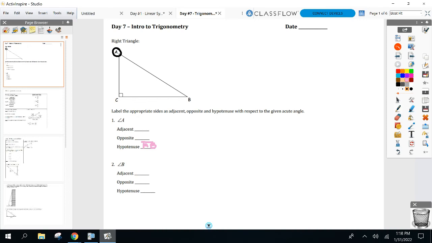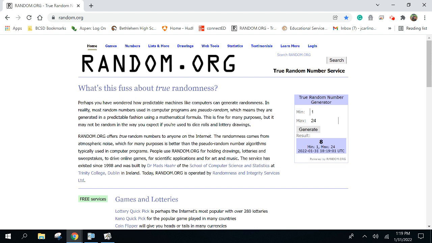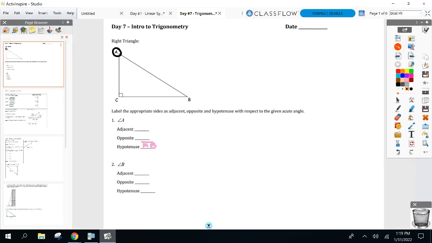What side is opposite angle A? What's the side opposite? Name it. CB. CB, good work.